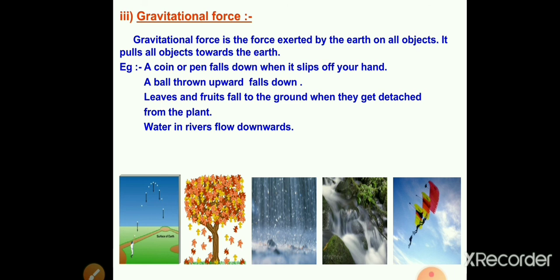So what is contact force? A force which acts on an object by making physical contact is called contact force. There are two types: muscular force and frictional force, the force of friction. Next we studied that non-contact force is a force which acts at a distance, and the three types of non-contact force we studied are gravitational force, electrostatic force and magnetic force.